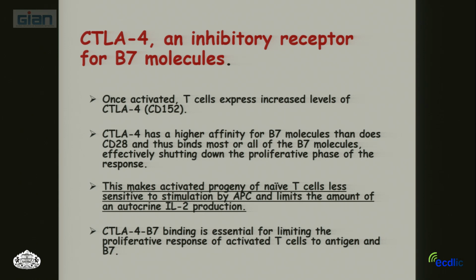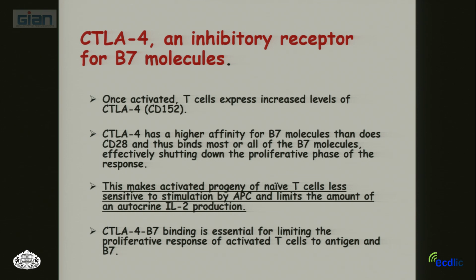So, a little more about CTLA4. It is an inhibitory receptor for the B7 molecule. Once T cells are activated, they express increased levels of CTLA4, only in the activated T cells, not in inactivated T cells. Inactivated or naive T cells will have CD28. But once they are activated by their interaction with antigen presenting cells presenting the right antigen, then CTLA4 gets turned on. CTLA4 has a higher affinity, and that is important to effectively shut down the proliferative phase of the response. Okay? Otherwise, this proliferation phase keeps going and going and going.